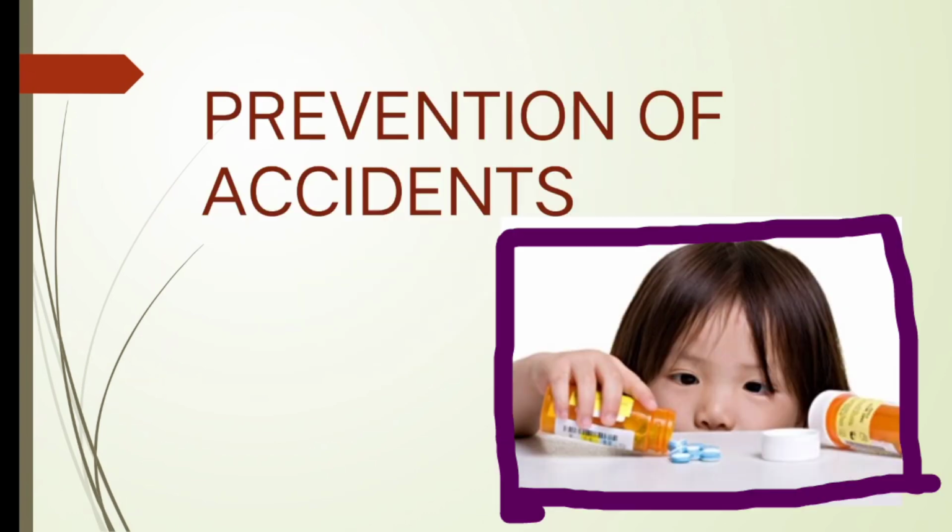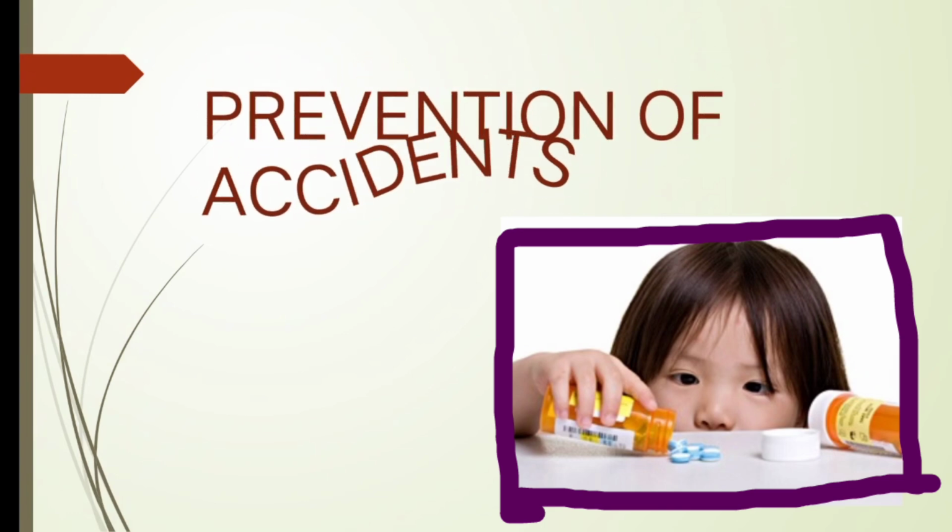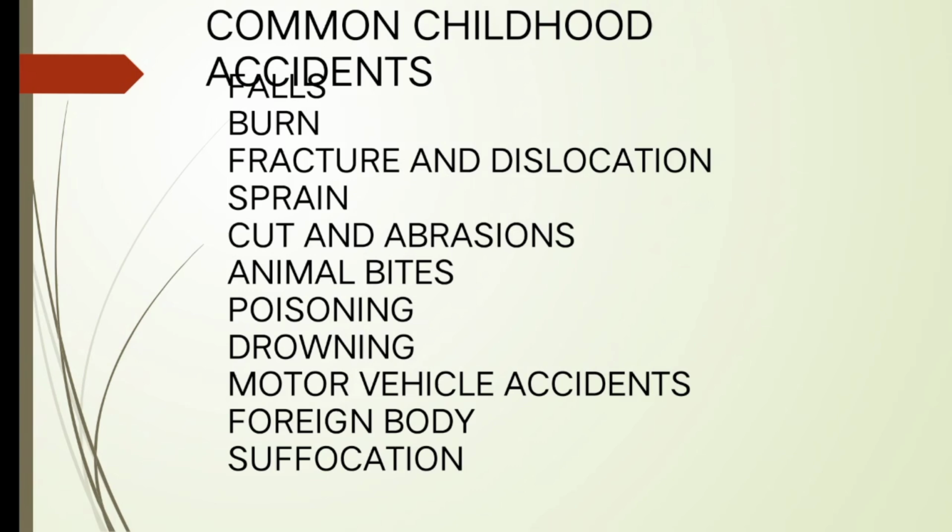Next we are going to see the main concept, that is prevention of accidents. Why prevention of accidents in children? Because when you compare with the adult population, there is a higher number of accidents in children due to various reasons, due to their exploratory behavior and so on. So we will see what the common childhood accidents are.